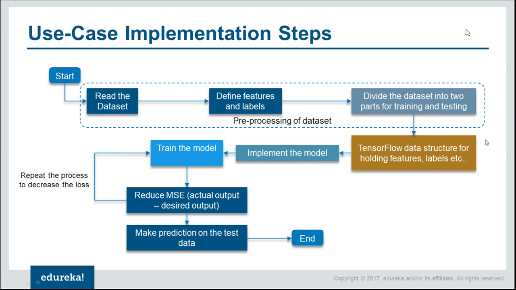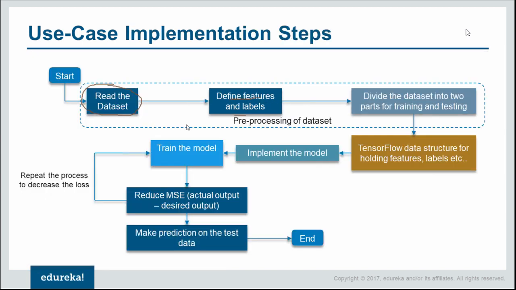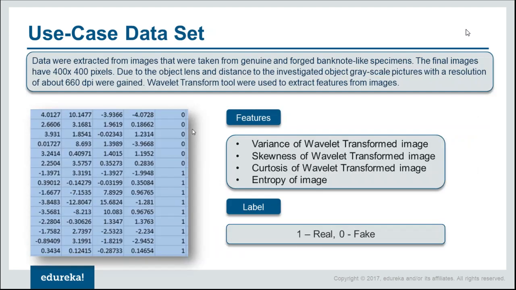First of all, what are the different steps we will go through? We read the data set, and after reading it we define our features and labels. Here the extraction work has been done for us already: each 400 cross 400 image has been converted into 4 features. Sometimes we need to extract the features ourselves. It might happen that out of all 16,000 features, only 30 or 40 are important. We also need to tell our system what the labels are.